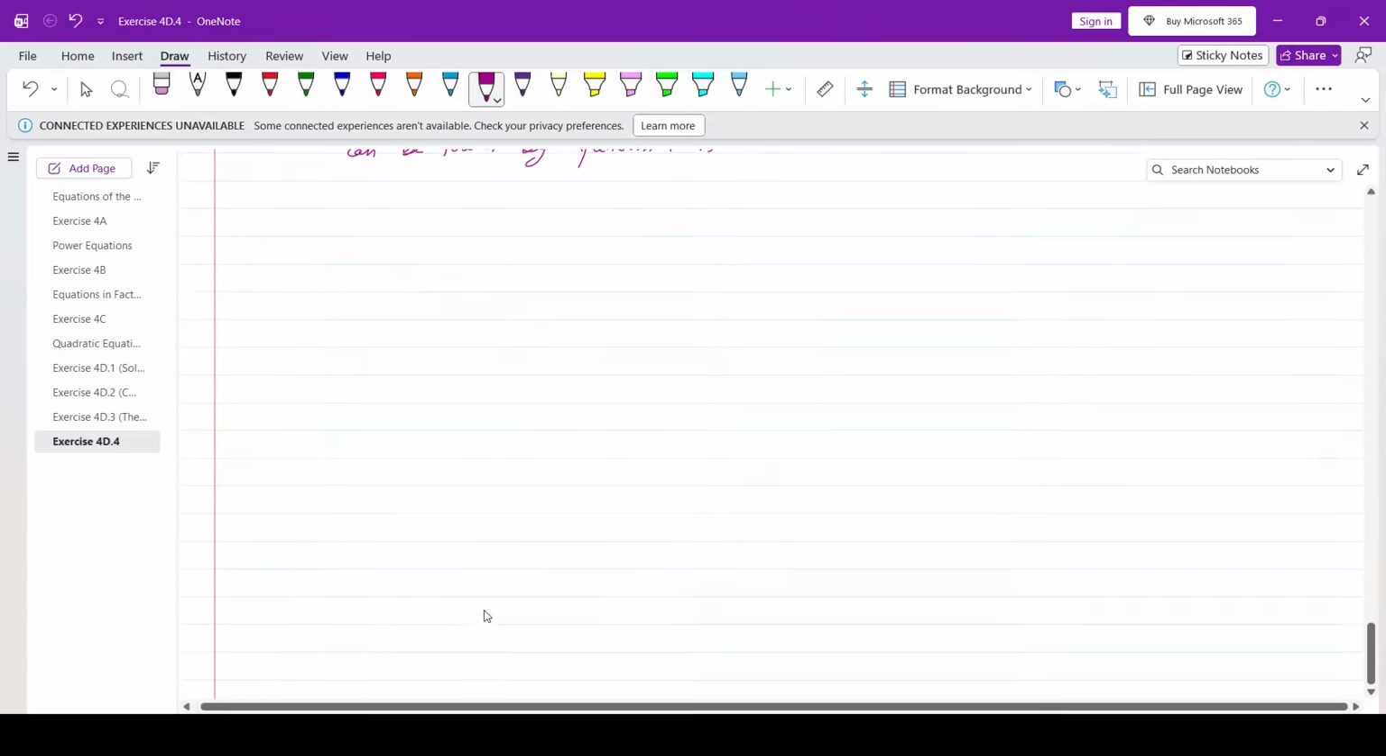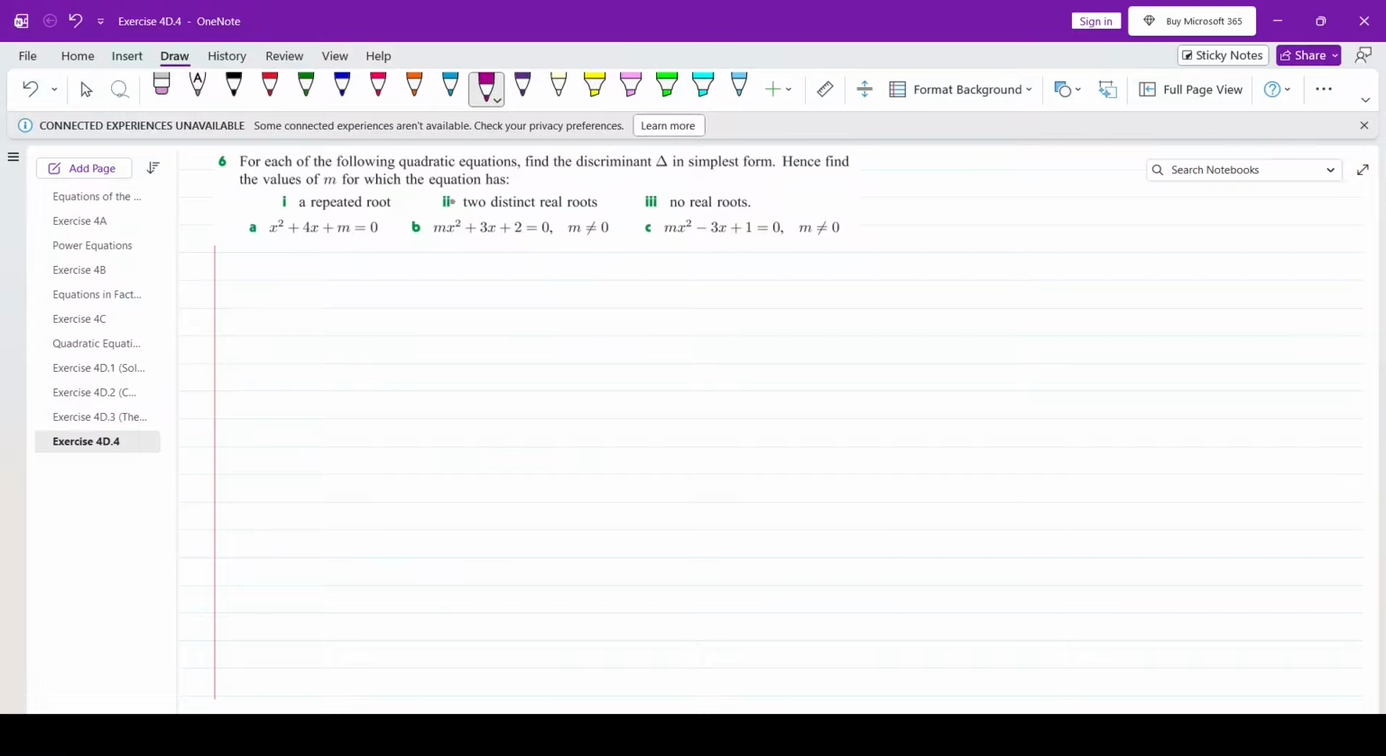Let's go to the next question. So this question says, for each of the following quadratic equations, find the discriminant in simplest form and hence find the values of m for which the equation has a repeated root, two distinct real roots and no real roots. So let's find the discriminant first.